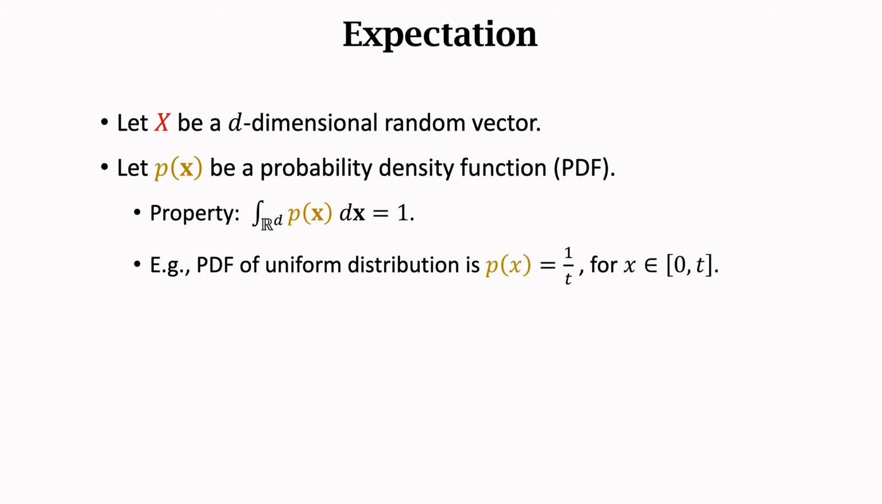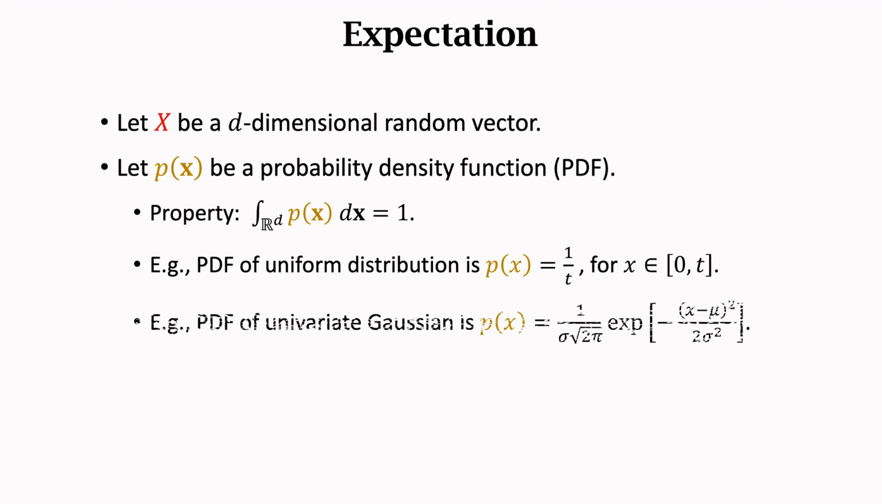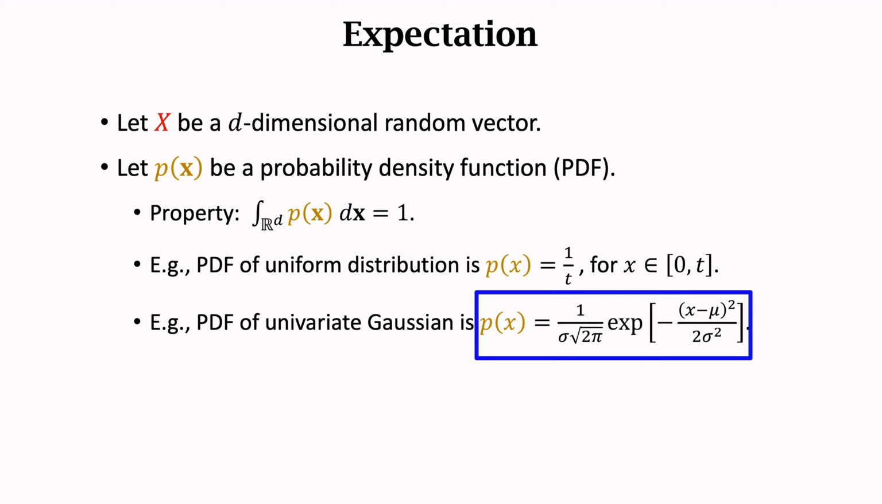Here are some examples of PDFs. The PDF of the uniform distribution is Px equal to 1 over t for x in the interval between 0 and t. Everywhere on the interval from 0 to t has the same density. The PDF of univariate Gaussian distribution is this function. It is determined by the mean mu and the standard deviation sigma.